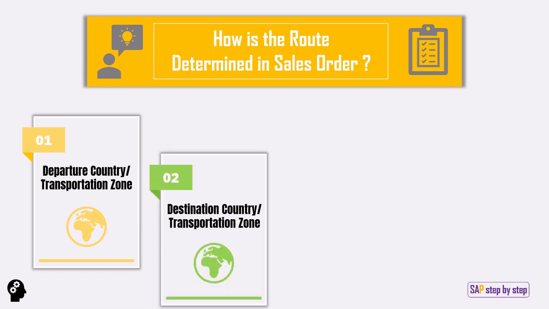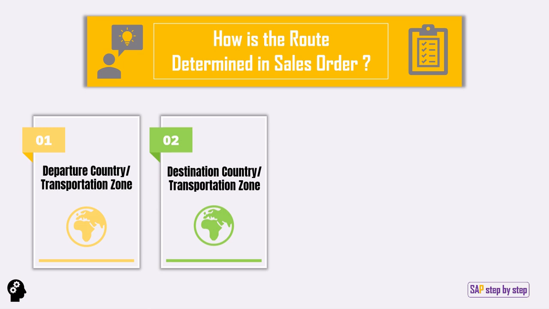2. Destination country and transportation zone. The destination country is the country where the customer is located and where the goods will be delivered. The transportation zone represents the customer's delivery region, like a geographic zone or postal area.